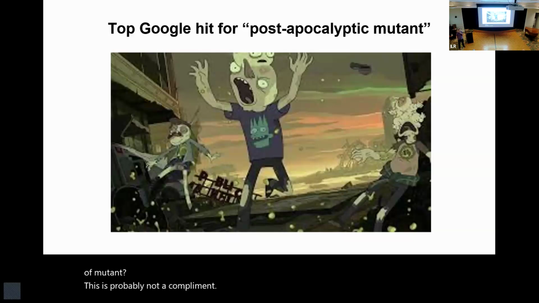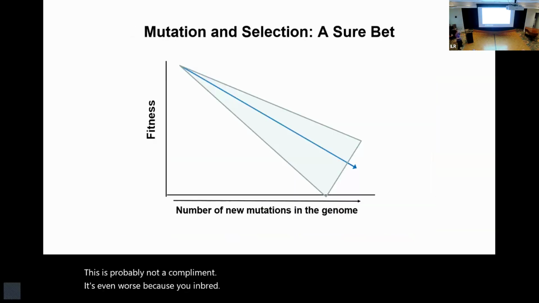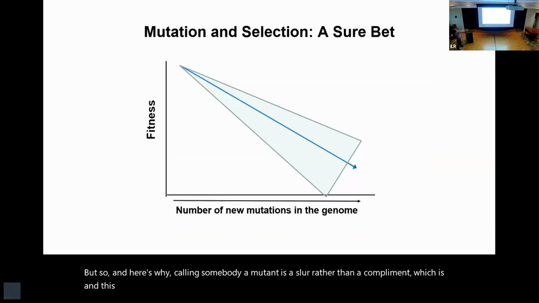It's even worse if he calls you inbred. But here's why. Calling somebody a mutant is a slur rather than a compliment, which is the surest bet in evolutionary biology.